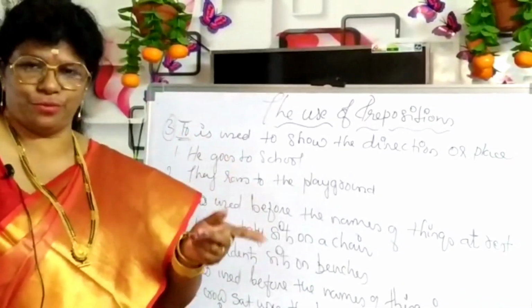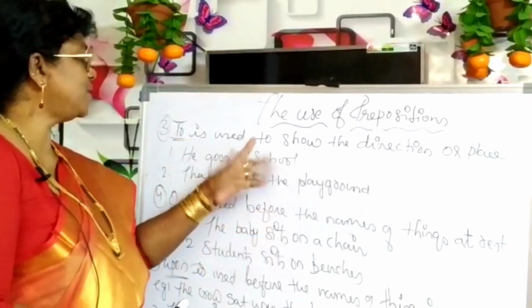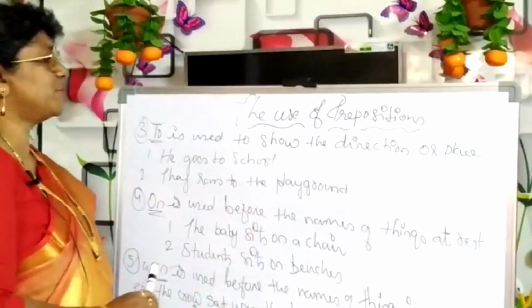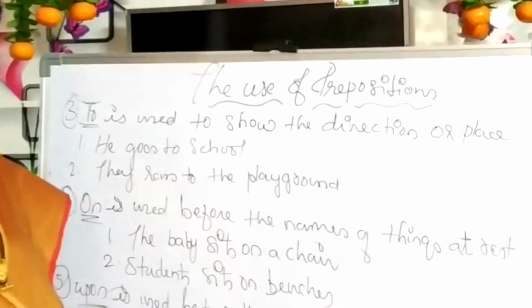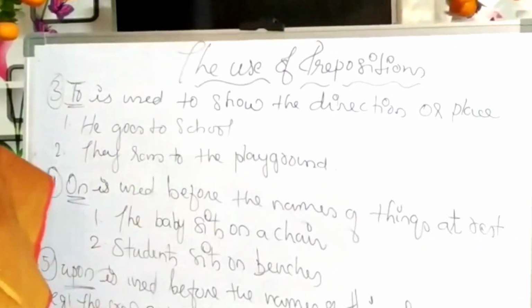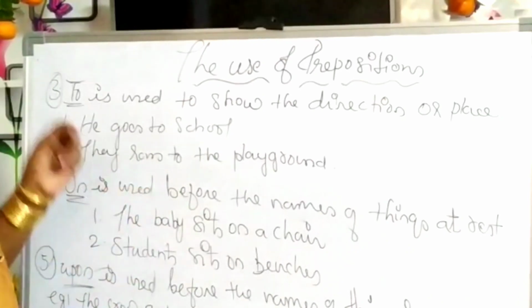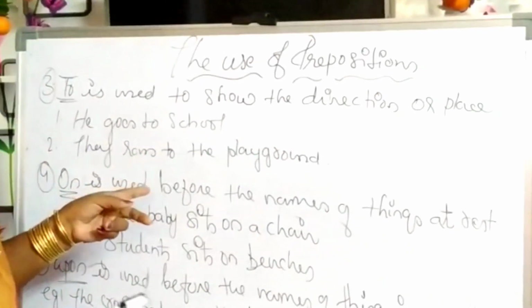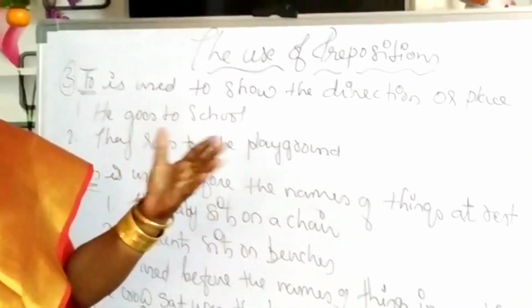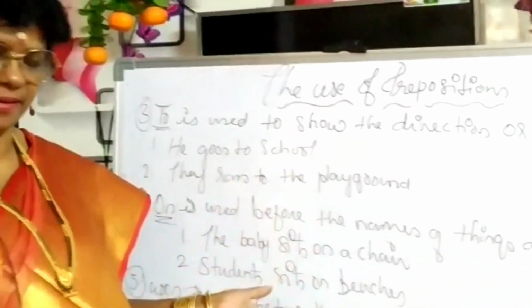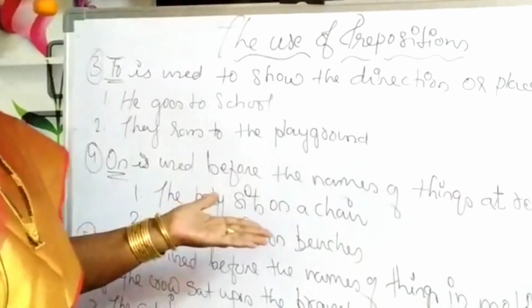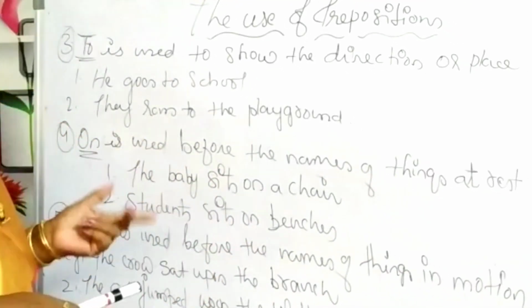Next one, to. To is used to show the direction or place. He goes to school. They ran to the playground. Next one, on. On is used before the names of things at rest. The baby sits on a chair. Then the students sit on benches.